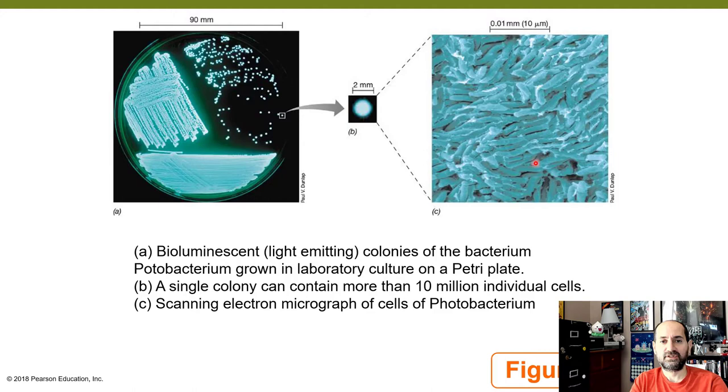You have millions and millions. A single colony can contain more than 10 million individual cells on a petri dish. And that's called a clonal population, which means that they're all genetic clones of one another. Because bacteria divide by asexual reproduction, there's no genetic variability after binary fission. A cell divides into two cells. Those cells are genetically identical. Those cells divide again into four cells, which are genetically identical. So pretty soon you have 10 million cells, as in a colony, and all of those cells are genetically identical. They are all clones of one another.